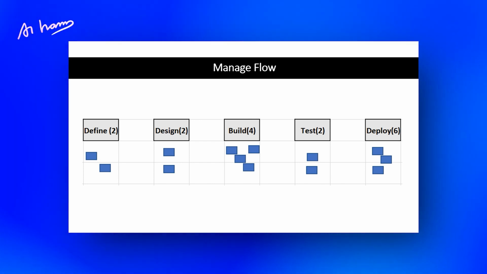Every time one thing moves from left to right, we are ensuring something else is there. Let's say from design 2 it becomes 1, it's open for one more thing. Something from define can be pulled in if it's ready. Okay, that's a managed flow. So build and test 4 are there.